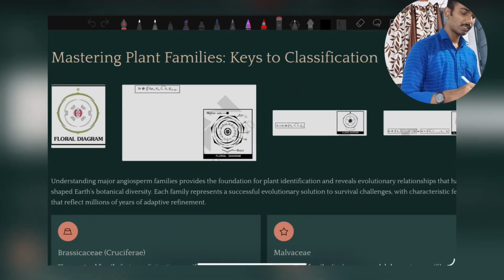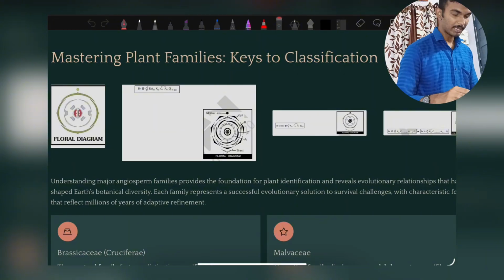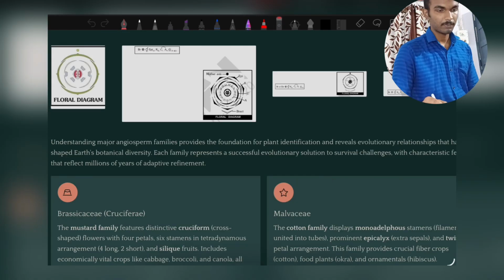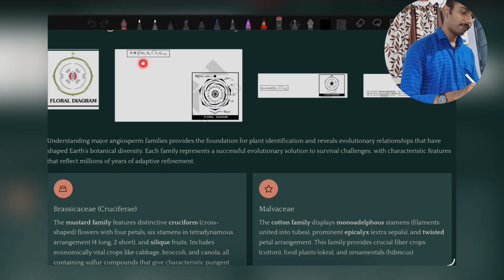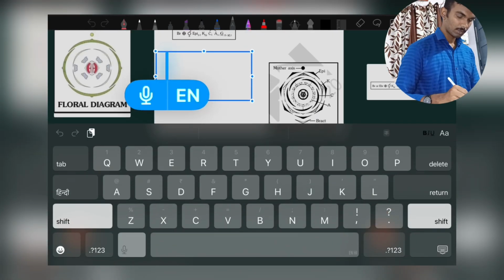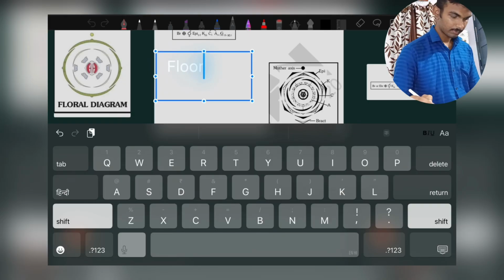Mastering plant families, keys of classification. As you may know, this is from the Brassicaceae family, the floral diagram. In every family, the important aspect of the family is the floral diagram and the floral formula. This is the floral formula and this is the floral diagram. Floral formula.